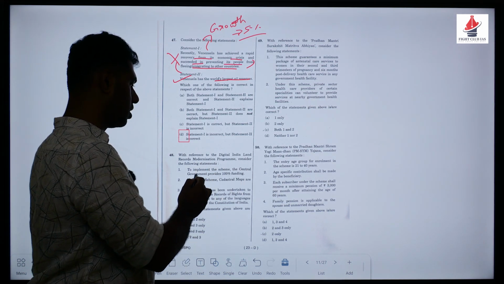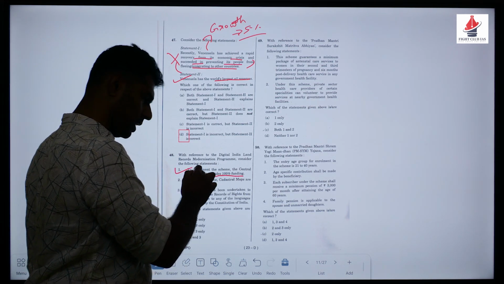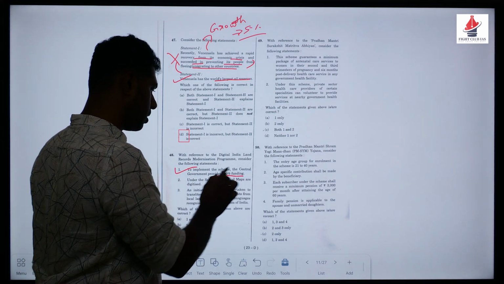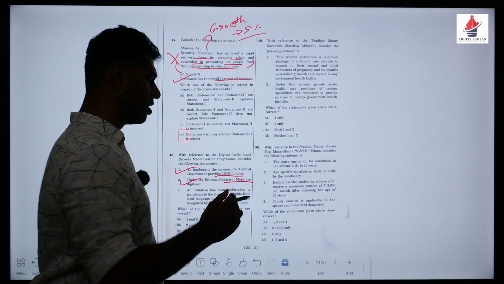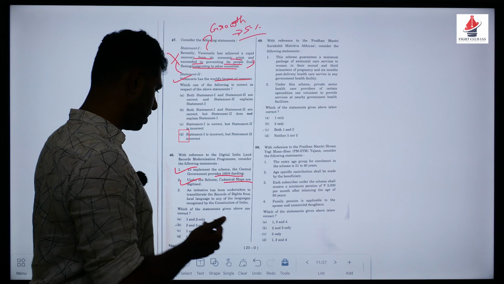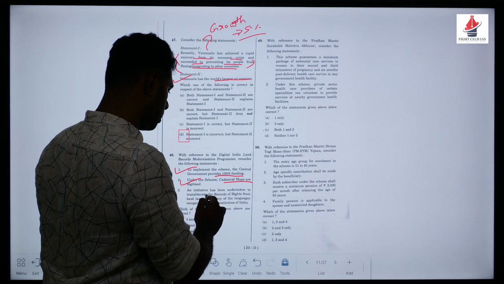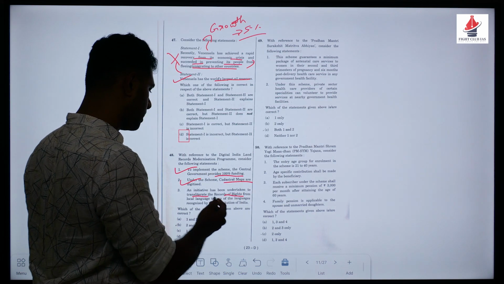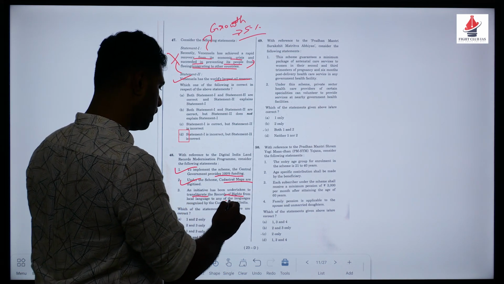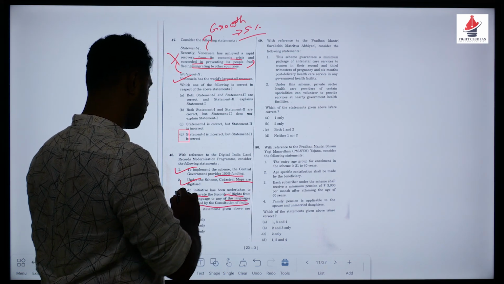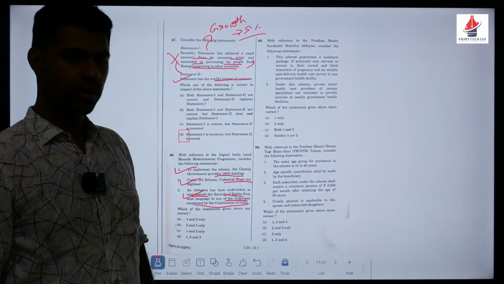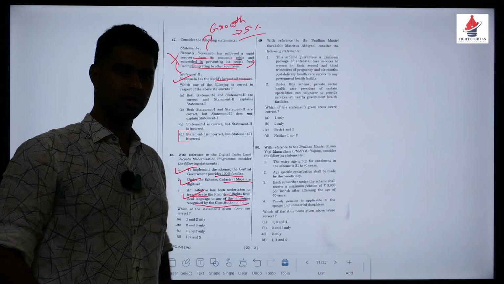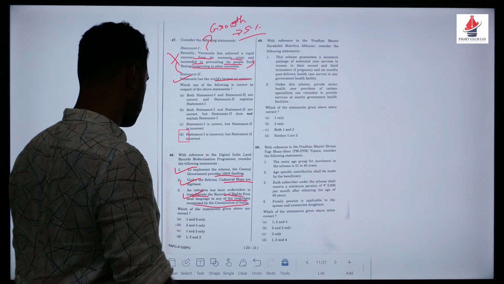To implement the scheme, the central government provides 100% funding. This is true. Under the scheme, cadastral maps are digitized. Cadastral maps are your blueprints. Yes, they have been digitized. And there is a transliterate initiative that the record of rights will be transliterated to any of the languages recognized by the Constitution of India. Yes.